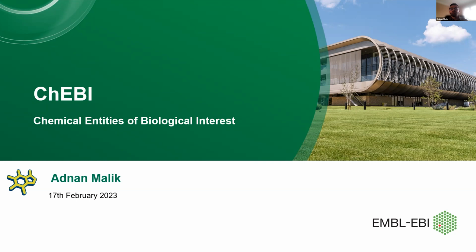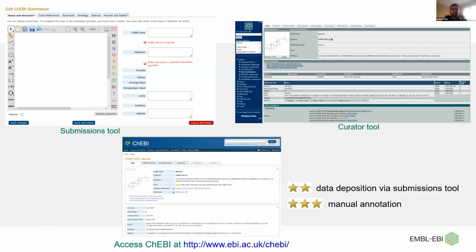So in this talk, I'm going to be talking about ChEBI. ChEBI is a database and also an ontology of chemical entities of biological interest. The chemical entities in ChEBI are either natural products or synthetic compounds, which may be of relevance to the biology community. So we have two major tools in ChEBI. We have a submissions tool, which enables users to submit new chemical entities to the database, and we have an internal curator tool which we use to annotate those entries in the database. And then we also have the ChEBI website where users can access the information.